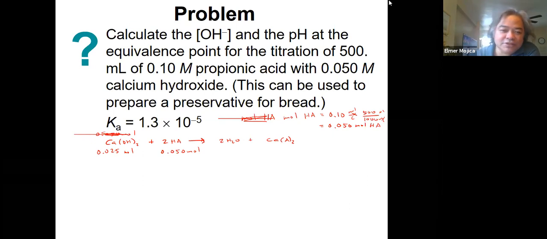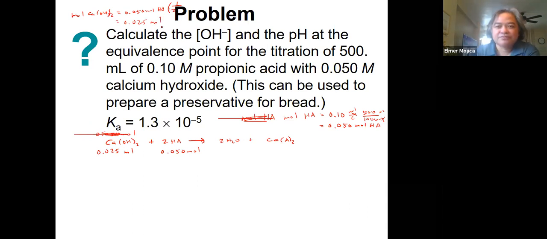So to those who wonder why, what we're going to do is get the moles of the calcium hydroxide. For every 0.05 moles of your HA, you multiply it by 1/2. Where did we get the 1/2? 1 mole of calcium hydroxide per 2 moles of HA. So that's why we end up with 0.025. You still have the question, why? Everybody got where I got this number?